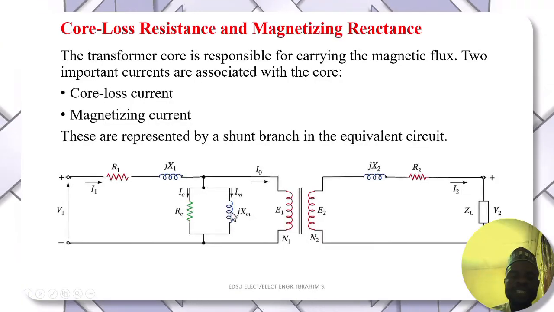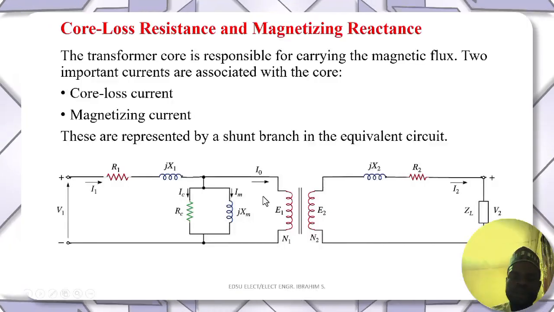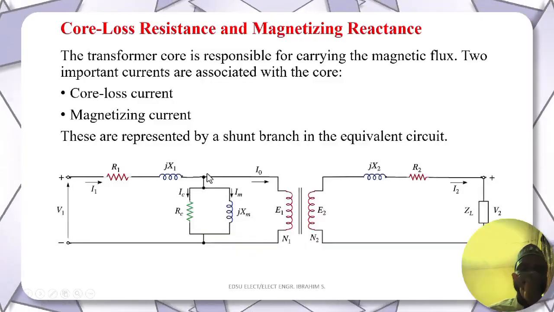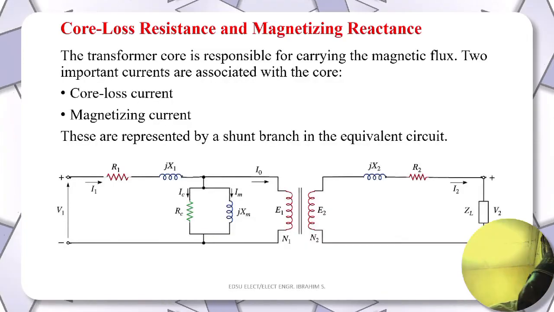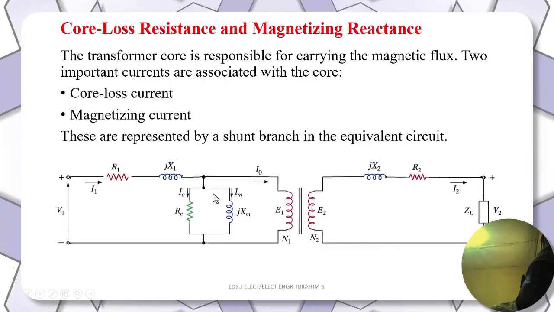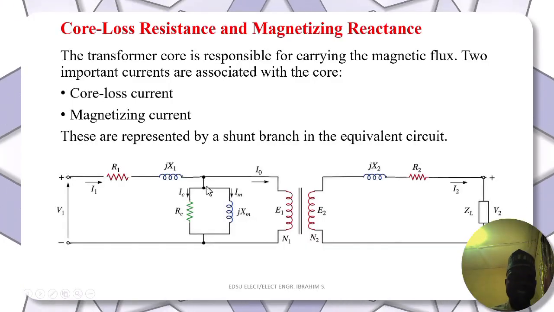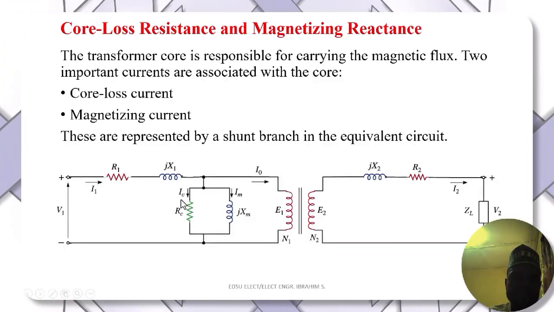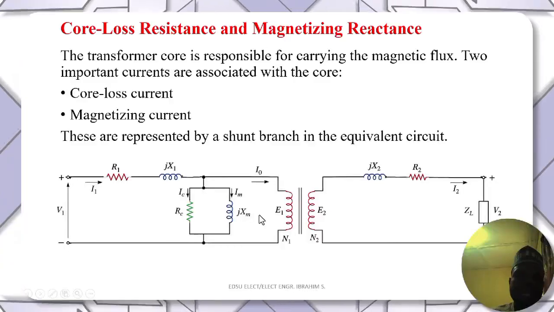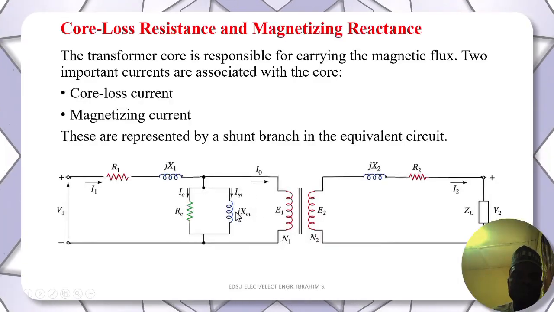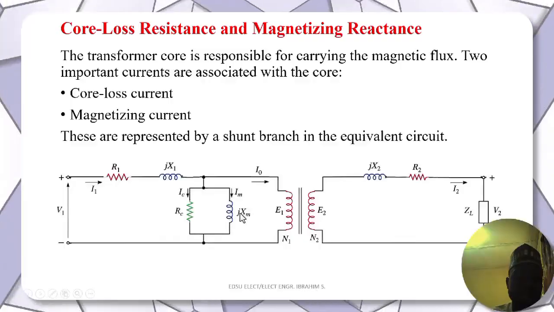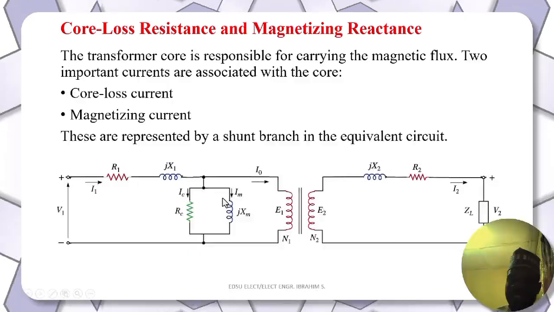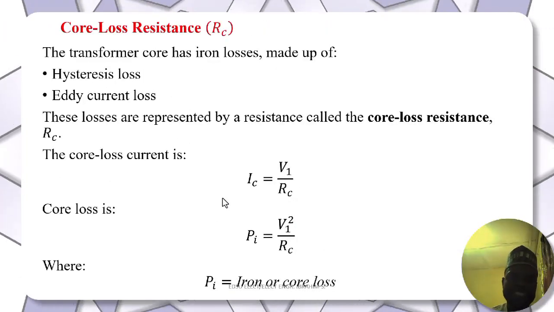As you can see, this is the shunt part of the transformer. Whichever current is coming here, which is the core, call it IC, the core current, it will split between these two. So we have the core loss current, which is the current that flows through the core resistance. And we have the magnetizing current, which will flow through the inductor, right? These are represented by a shunt branch in the equivalent circuit, as explained earlier. So core loss resistance.